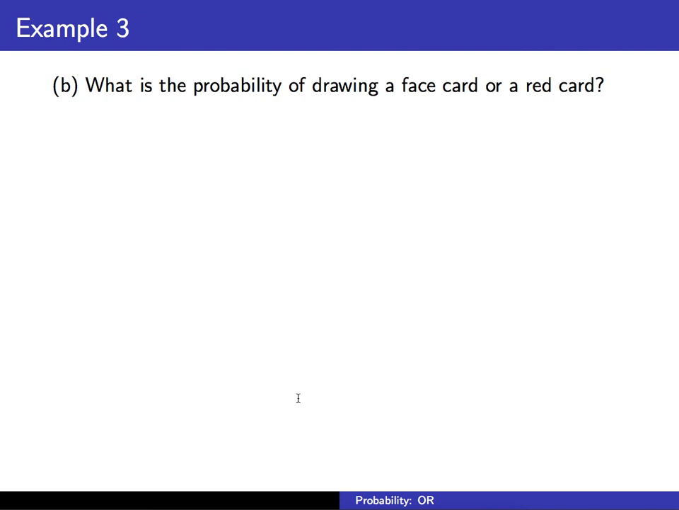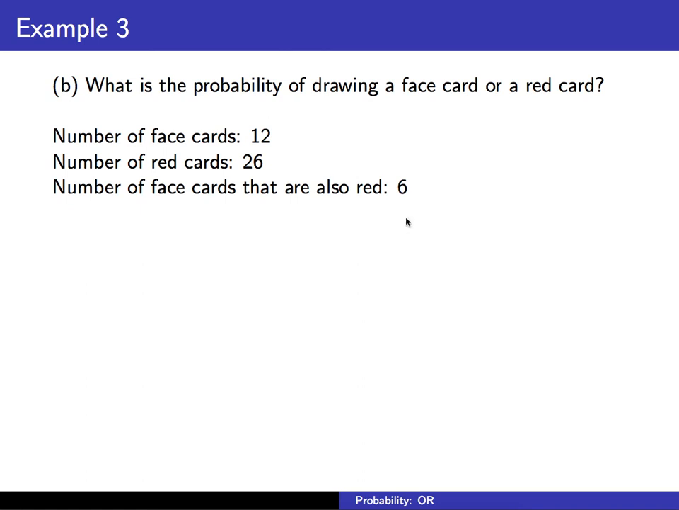Part B, what is the probability of drawing a face card or a red card? So number of face cards, there's 12. Jack, queen, and king, in each of the 4 suits. We have 26 red cards. All of the hearts and diamonds are considered red cards. However, the jack, queen, and king of hearts and diamonds are counted twice. So we have 6 cards that are counted twice. The jack of hearts, the jack of diamonds, the queen of hearts, the queen of diamonds, and the king of hearts and the king of diamonds are in each of these 2 groups, so we don't want to count them twice.